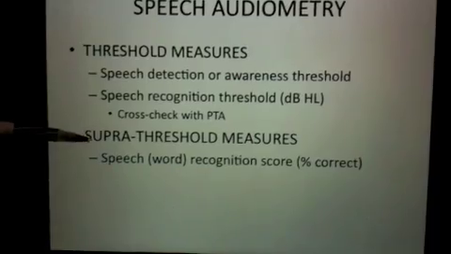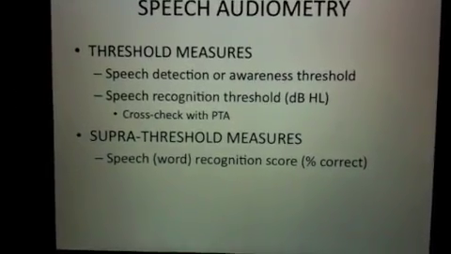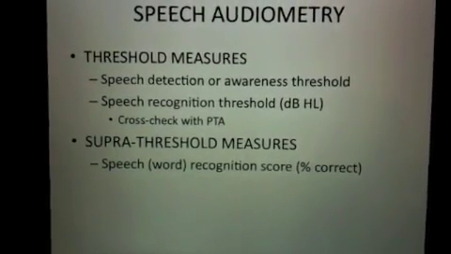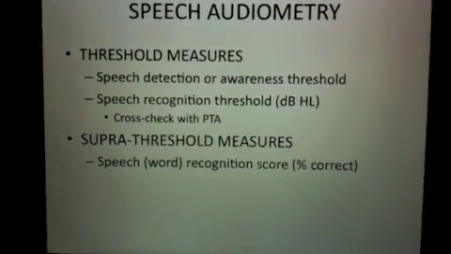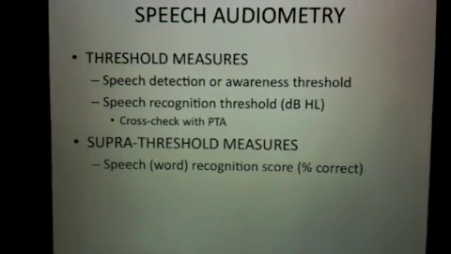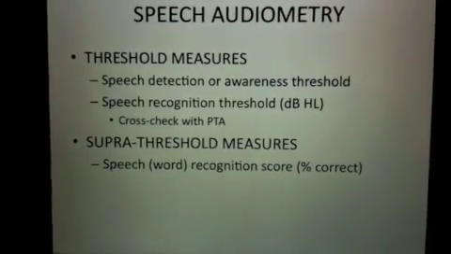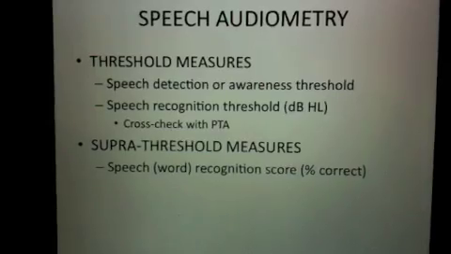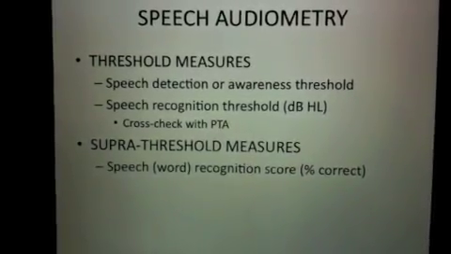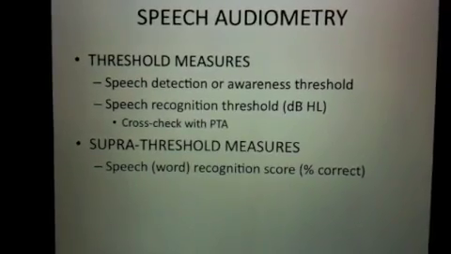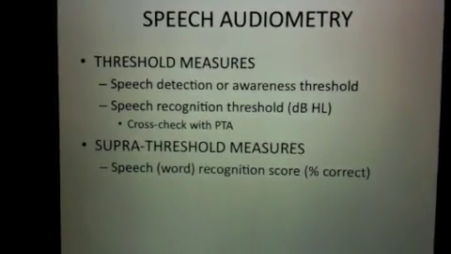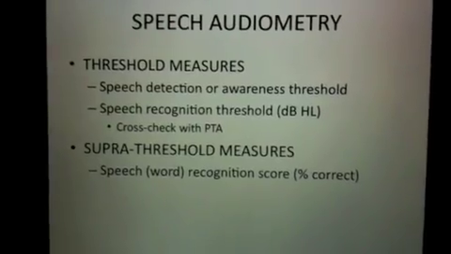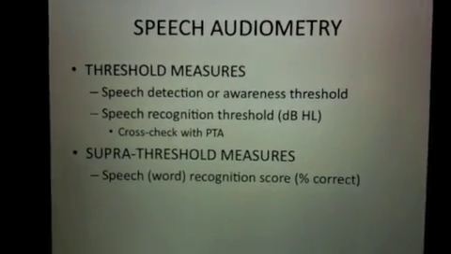and suprathreshold measures. Just like we obtain thresholds for pure tones, we can also obtain thresholds when the stimulus is speech. And there's two particular types of threshold measures that we considered within this lecture. Speech detection, otherwise known as the speech awareness threshold. This is the level at which a listener, approximately 50% of the time, just detects or is aware of speech signals. It doesn't require any comprehension or understanding. It's just the presence of the signal.